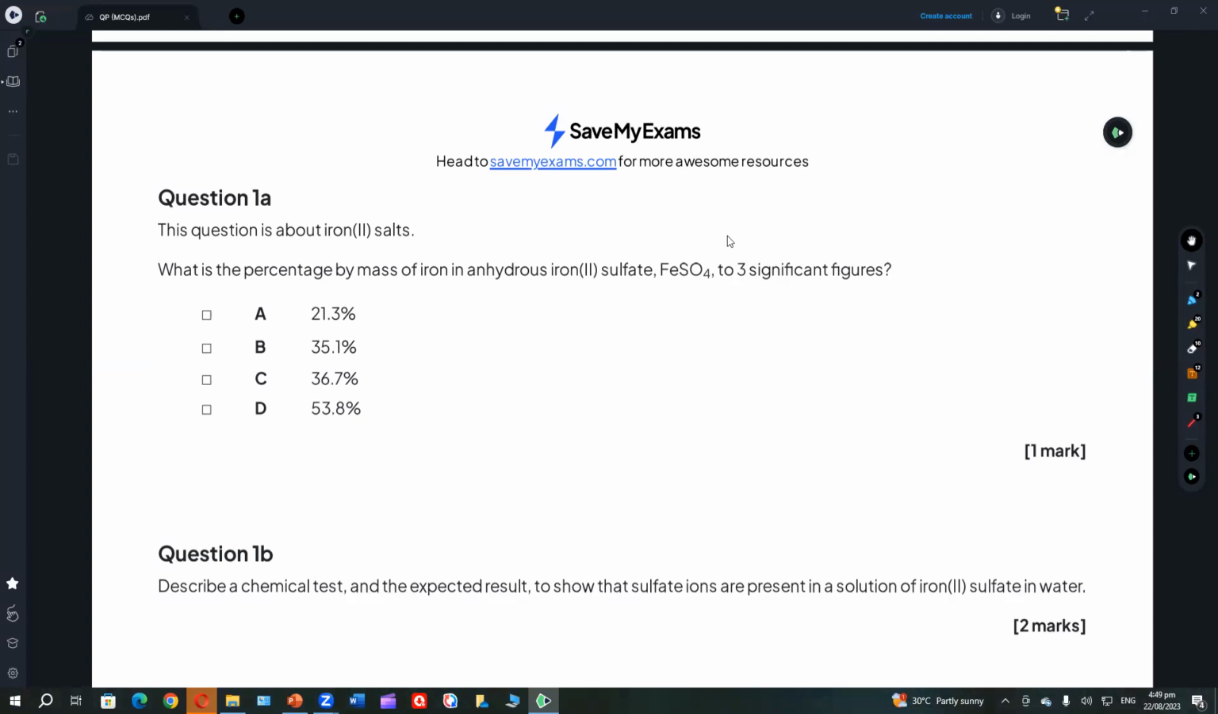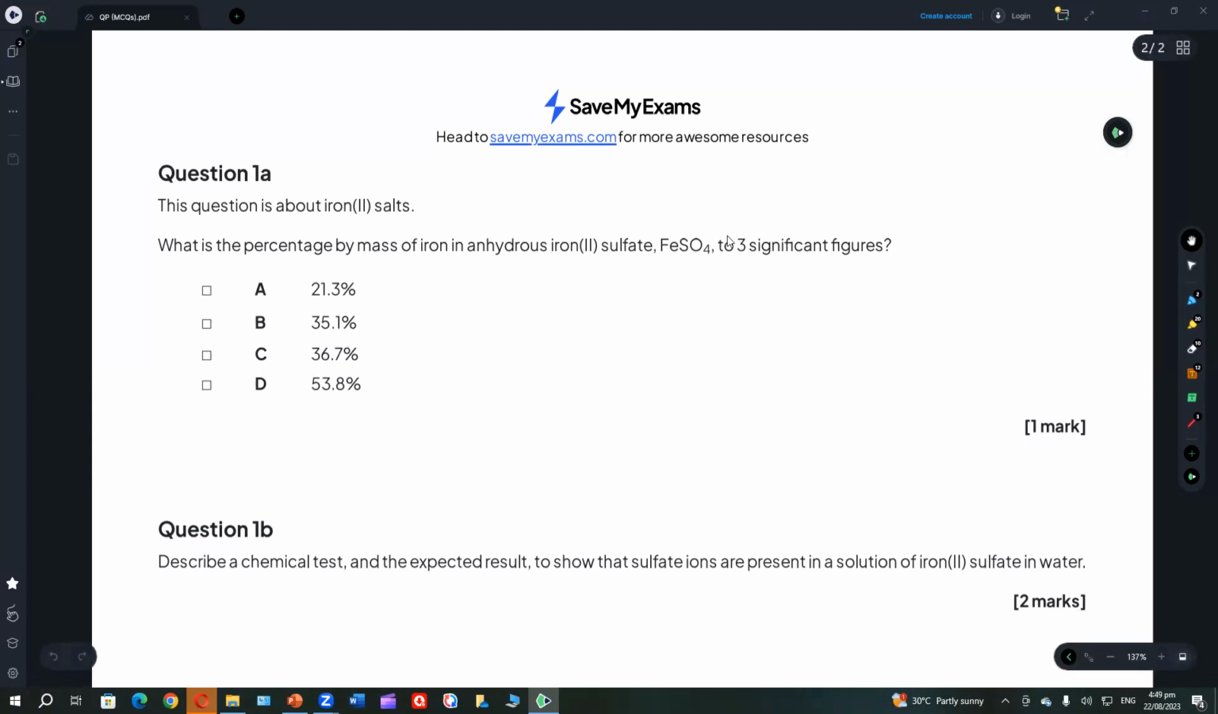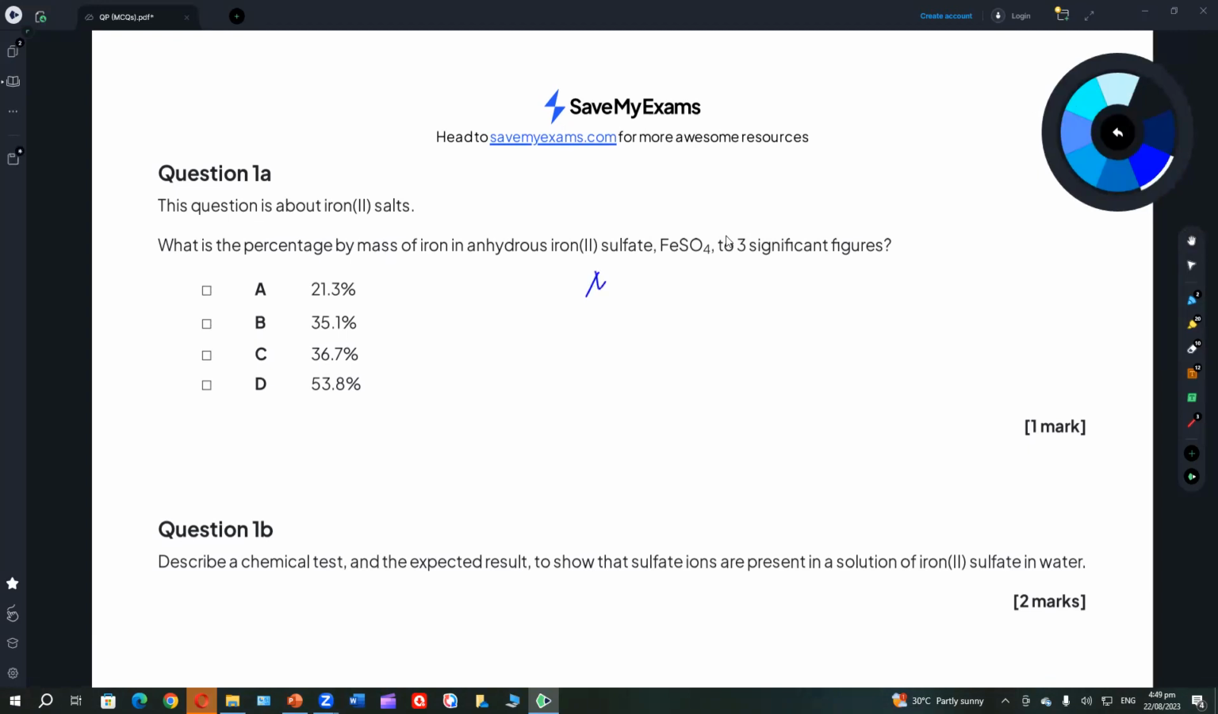Yeah, Fe is 55.8. Okay, you need to work with me. Fe is 55.8. Sulfur is 32. Oxygen, 16 times 4, which is 64. So can you sum them up? Yeah, this would be 151.8. So basically 152 to 3 significant figures.